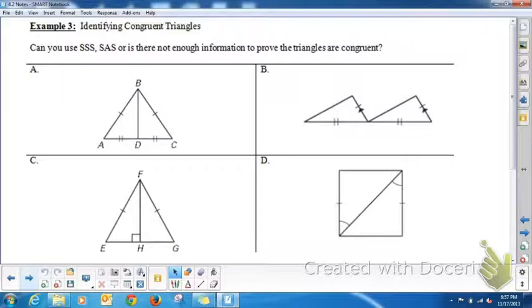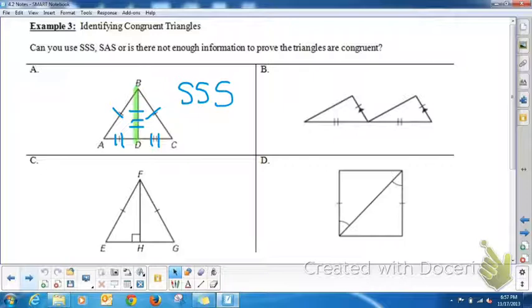So let's take a look at these pairs of triangles and see if we can use side, side, side, or side, angle, side, or is there not enough information to prove that these two triangles are congruent. So look at example A. Are these two triangles congruent? What do you think? We have one pair of corresponding sides that are congruent. Then we have here that AD is congruent to CD. And what do you know about this side that they share? When they share a side, then it is congruent to itself by the reflexive property. So these two triangles are congruent using side, side, side.